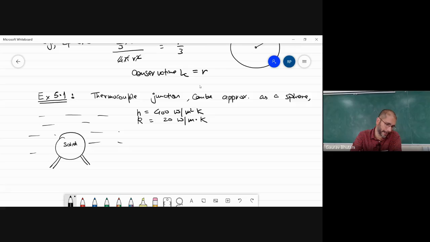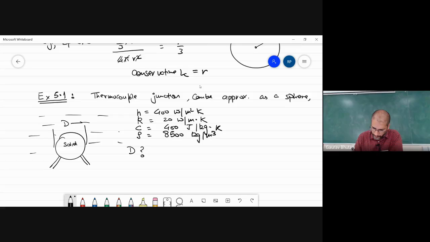Then the specific heat is 400 joules per kg Kelvin, and the density of the solid is 8500 kg per meter cube. This is given, and we have to determine the junction diameter. We still haven't created the junction, we are designing it. So we have to determine the diameter of the junction for which the time constant of this thermocouple is 1 second. So tau is given as 1 second.